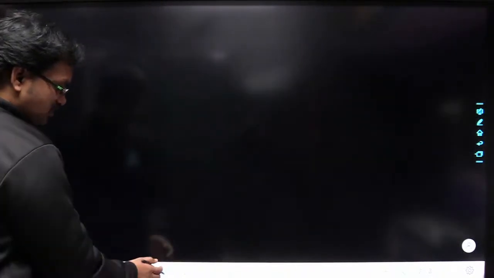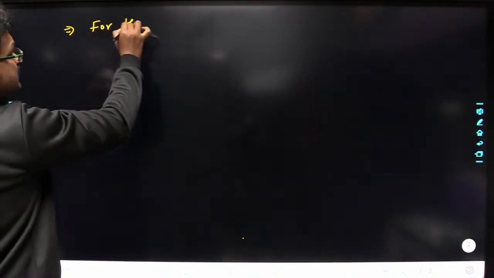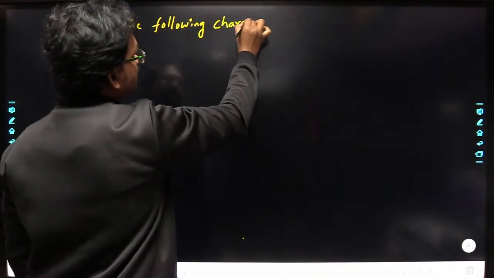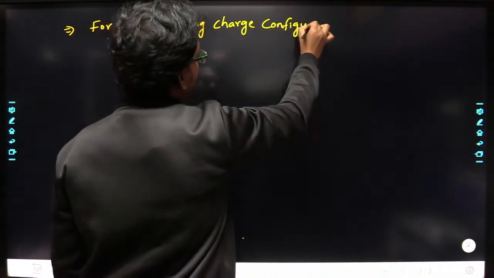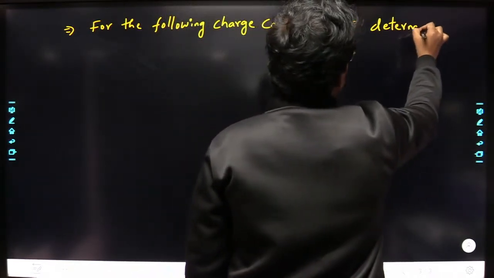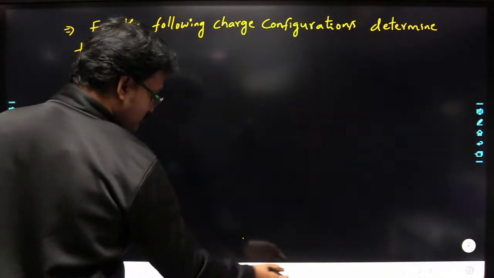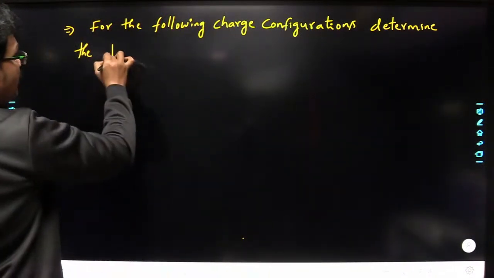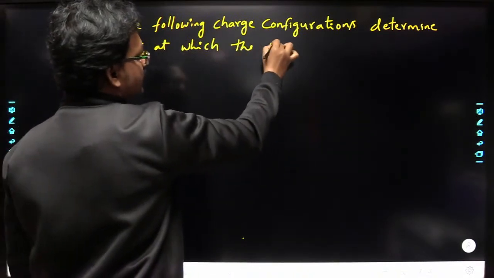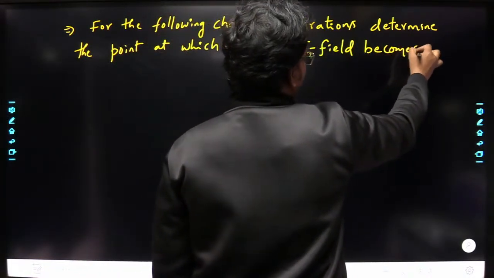Okay. So next problem. See here. For the following charge configurations, determine the point at which the net electric field becomes 0.